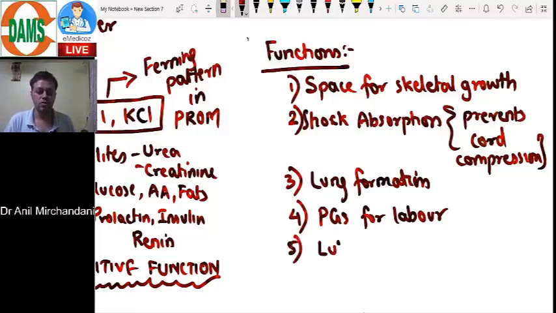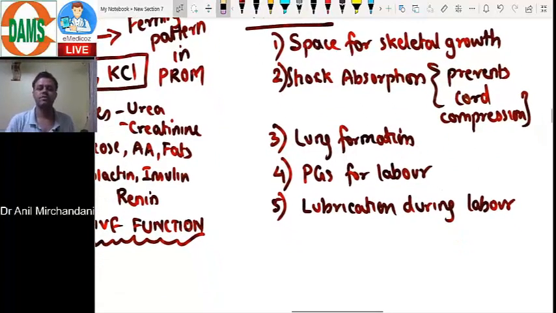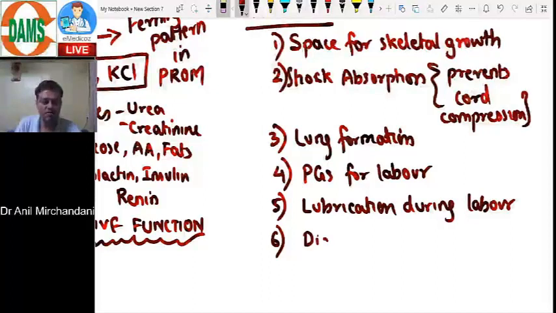Number five, lubrication during labor. If there is no amniotic fluid, believe me, there will be dry labor. Lubrication would not be there. Remember, lubrication is so important to prevent injuries to the genital tract while delivery is happening. If there is no lubrication, dry labor will cause perineal tear, vaginal tears.